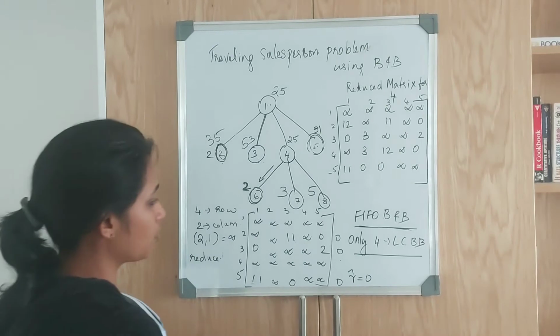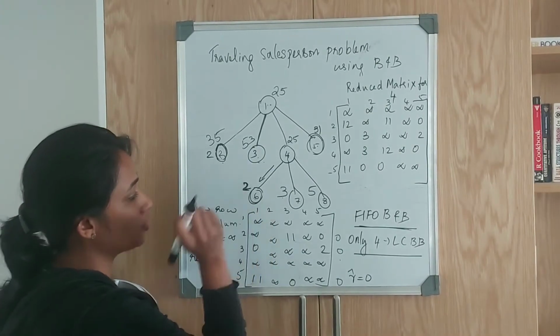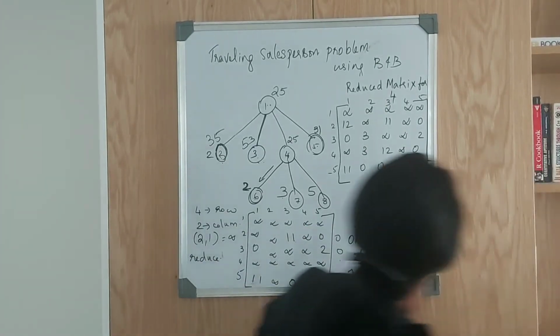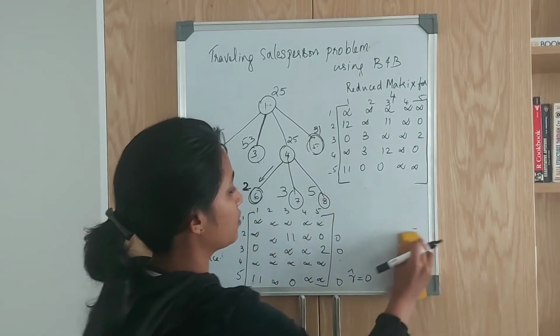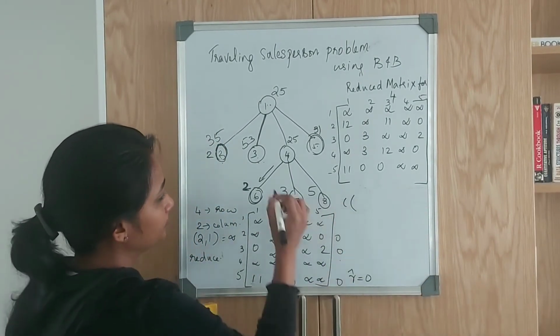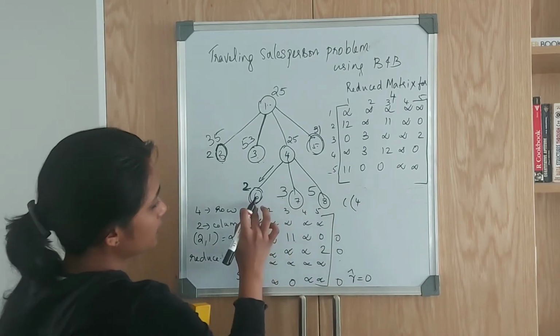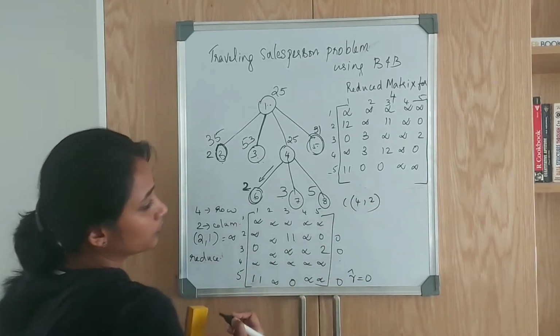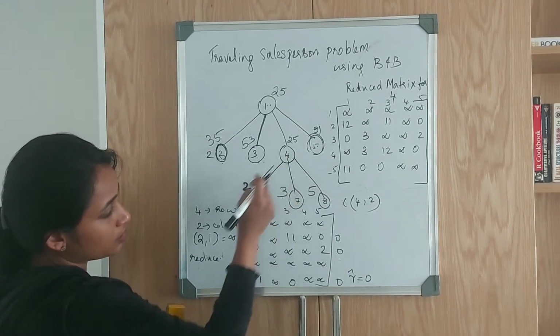Now next step is what? What do you have to do? You have to find the cost of 6. So how are you going to do that? How will you find the cost of 6? Cost of 6, right, which is 4 to 2. Cost of 6 is distance from 4 to 2.